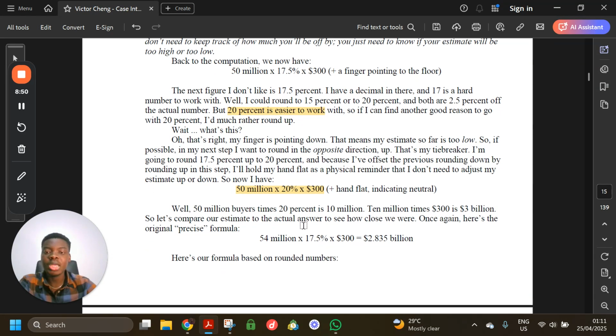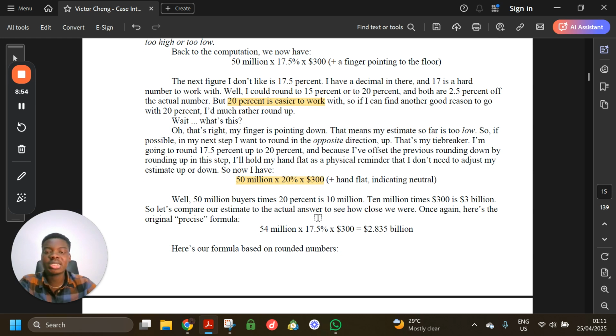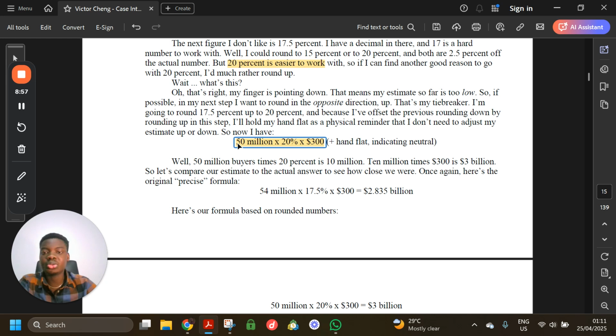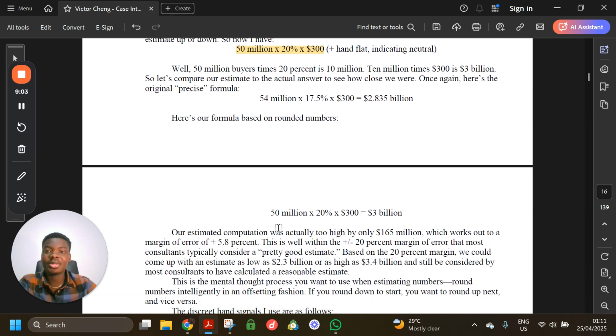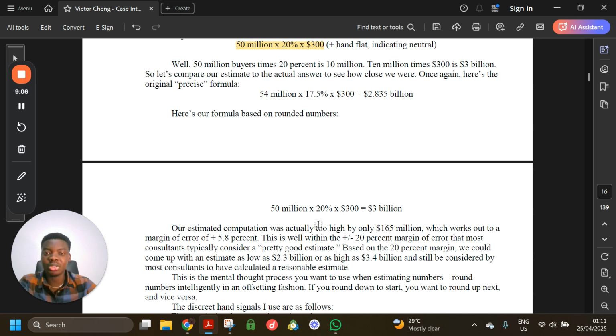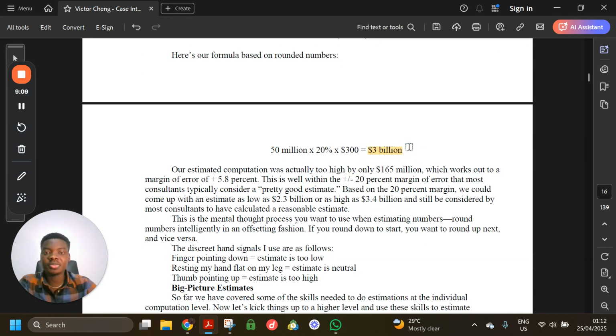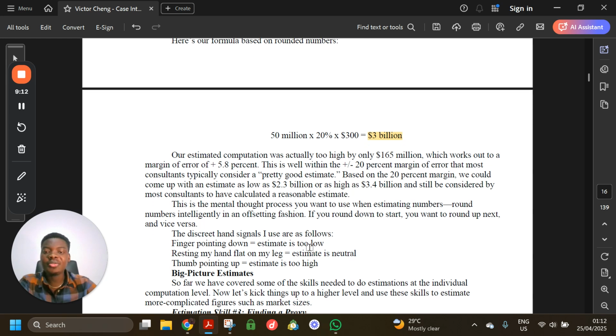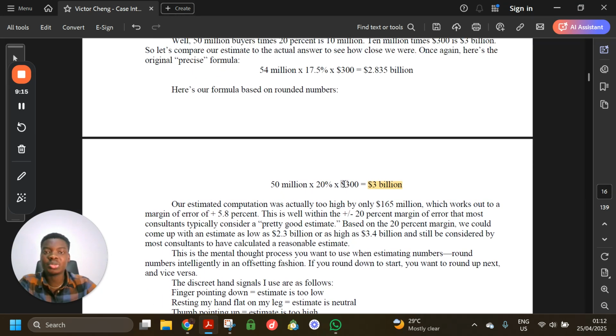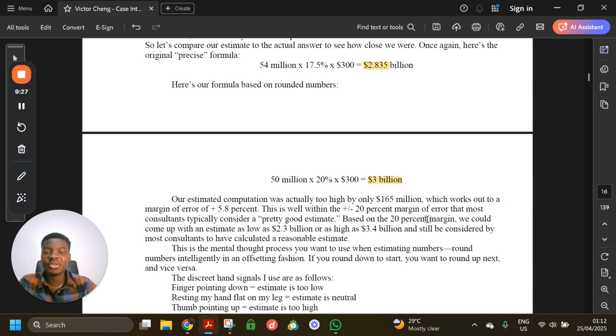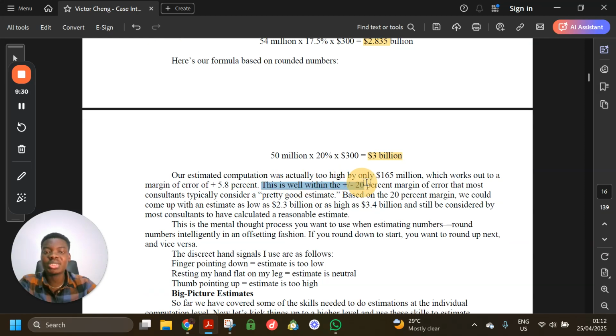So 50 million times 20% times $300 is a lot easier to calculate, because now you can just do 20% of 50 million, which would be 10 million, and then multiply that by $300. This will give $3 billion. If you calculate what the actual value was going to be, it was $2.835 billion. But we've rounded up and we now have $3 billion, which is pretty close to the actual figure, and this is well within the 20% margin of error that most consultants use.